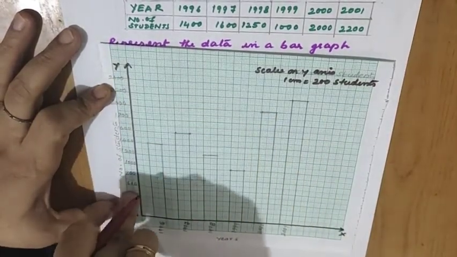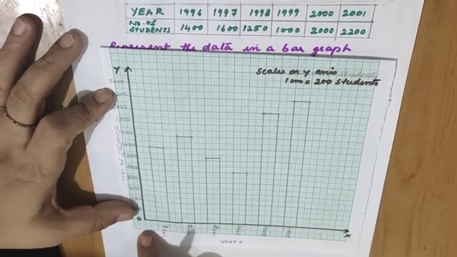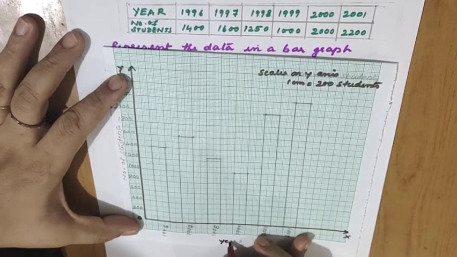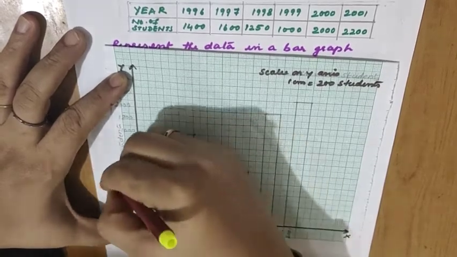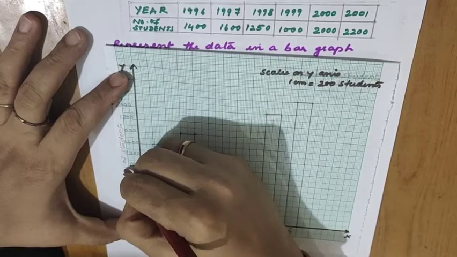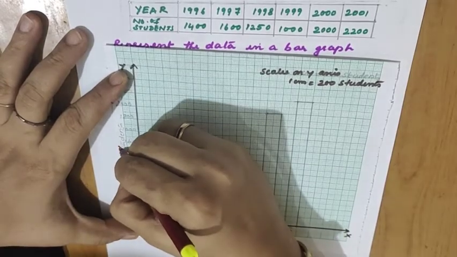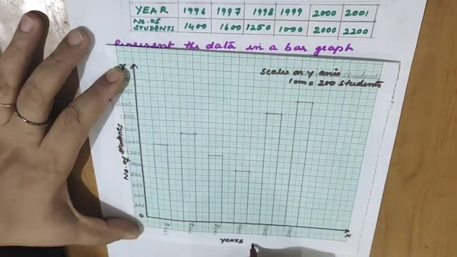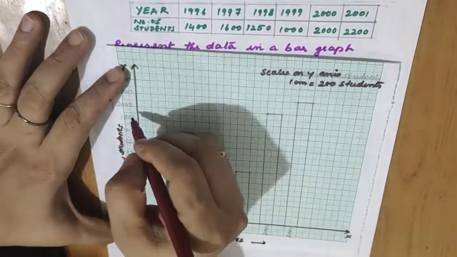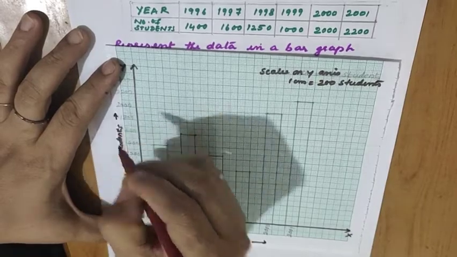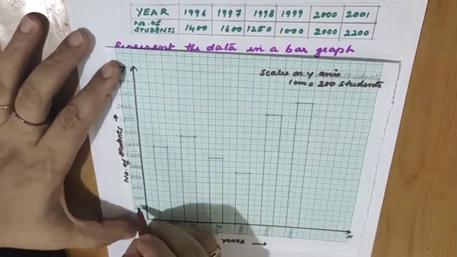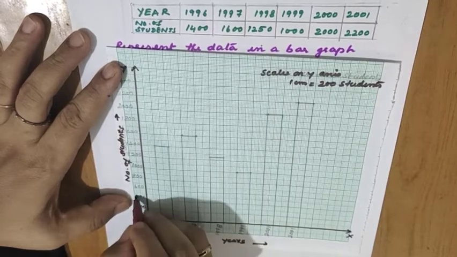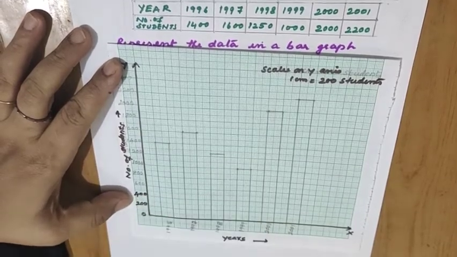So this is the scale we have written, only on the y-axis. A bar graph has a scale on the y-axis only. Now what should be taken for the x-axis? Years. So we will write here years, and here we want the number of students. So labeling we have done. This side it is years and here it is the number of students. Now we have decided 200 means it will start from 200 here at 1 centimeter, next 400.